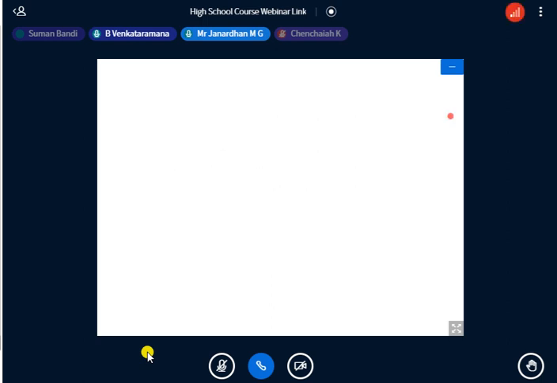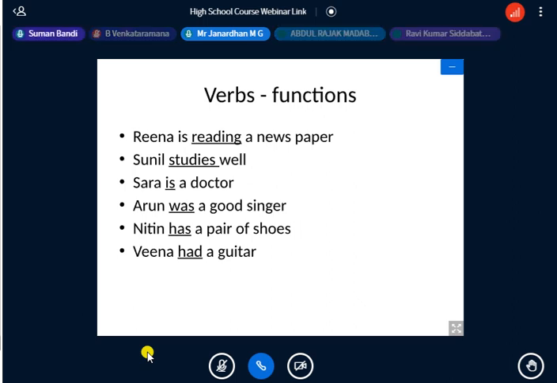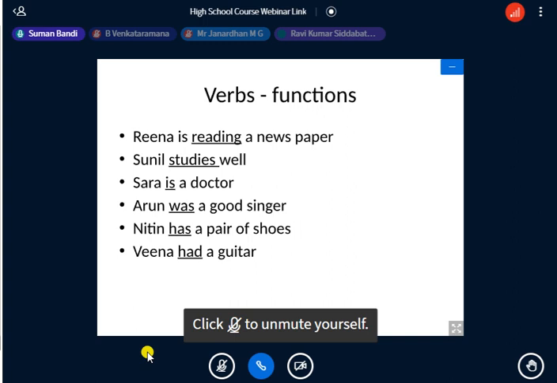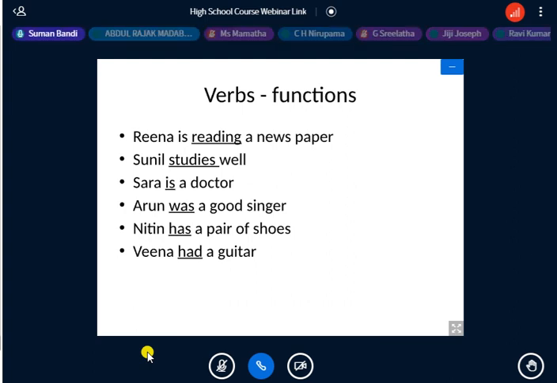So next, we'll talk about verbs. A verb is a compulsory part of a sentence. Is it true what I said? Yes, sir. Yeah, because you cannot frame a sentence in English without a verb. There should be a verb in a sentence. Now, what is a verb? What are the types of verbs? I'm sure all of you know.